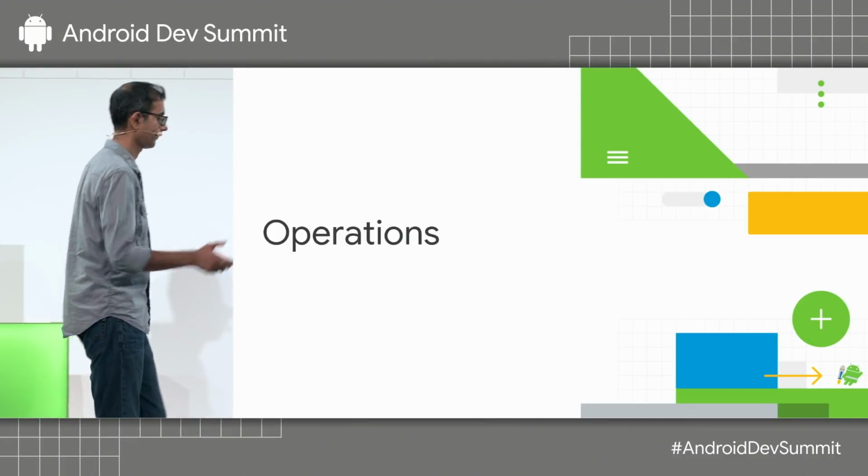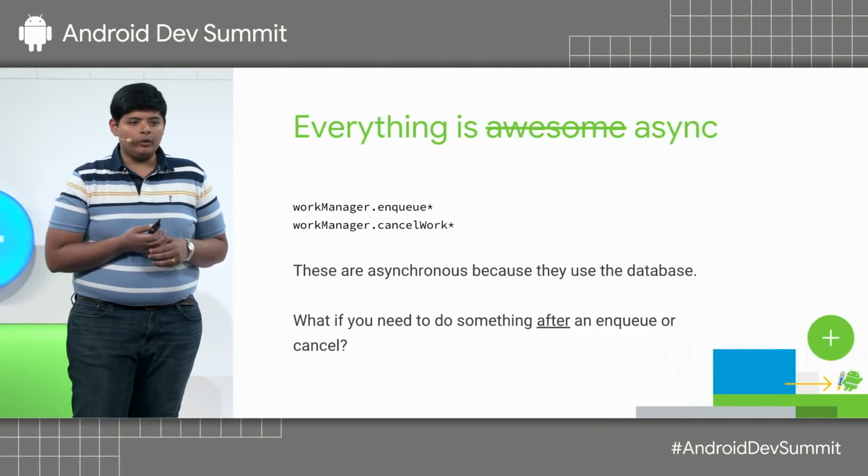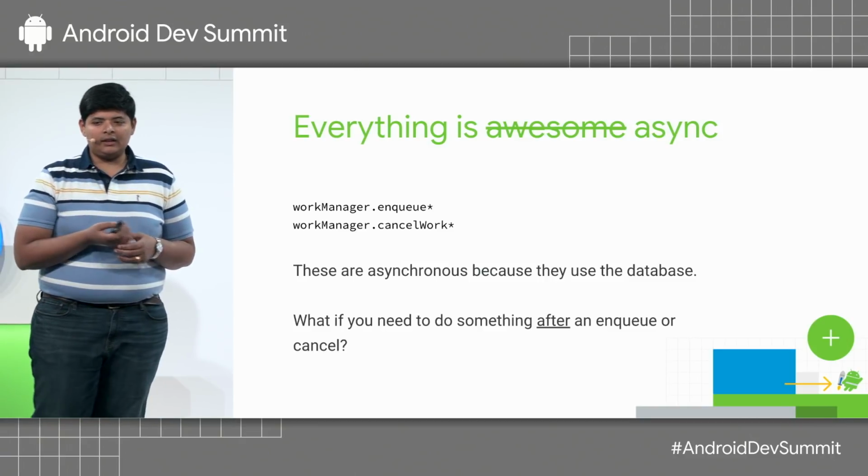All right. Let's talk about operations. Now, remember, Sumir mentioned that WorkManager uses a database as a source of truth. So anytime you enqueue or you cancel work, we have to do some bookkeeping, and we have to make sure we keep track of what your intentions were. So these involve writes to a database, and because there are writes to a database, we have to do them on a background thread. So as a result, they're asynchronous.